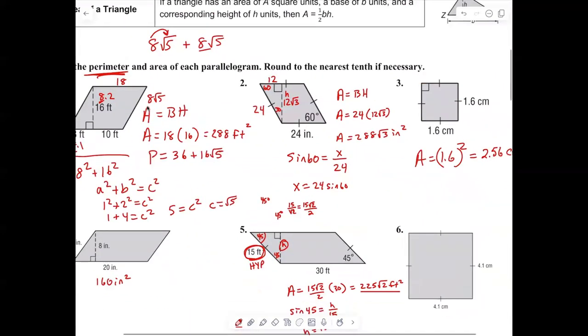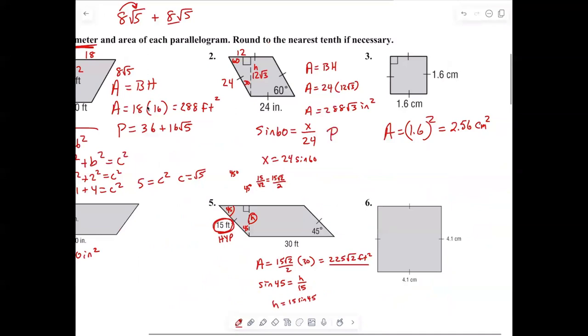All right, number 2, the perimeter is kind of easy. The perimeter is just 4 times 24. Does everybody agree with that? So that's 96 inches. Notice I didn't say inches squared. I said inches. All right, just like number 3, the perimeter here is 6.4 centimeters. Everybody good with that?